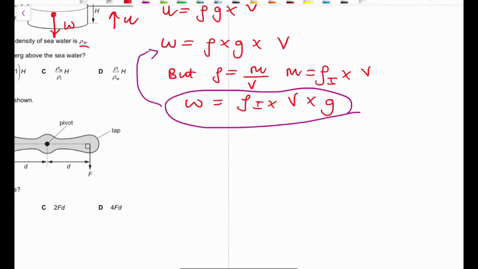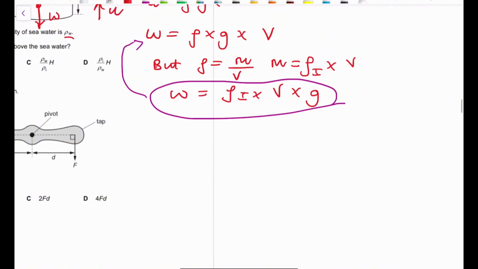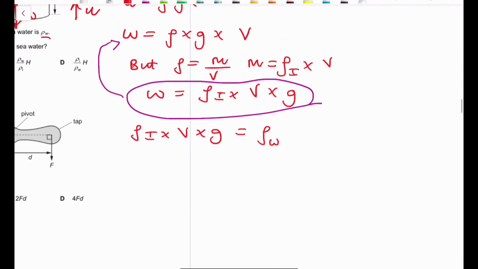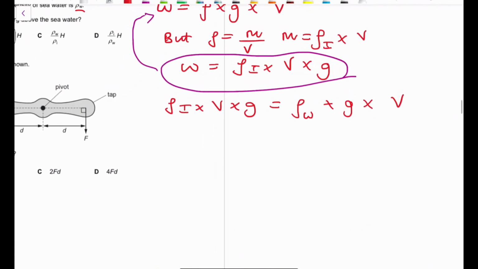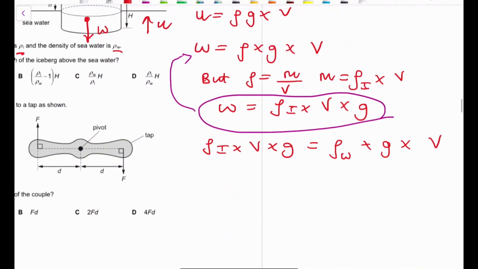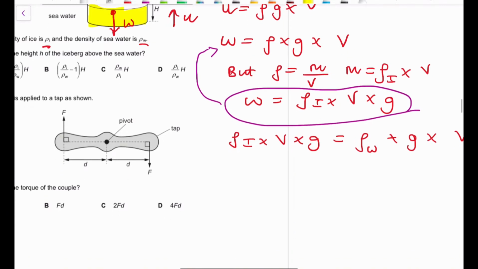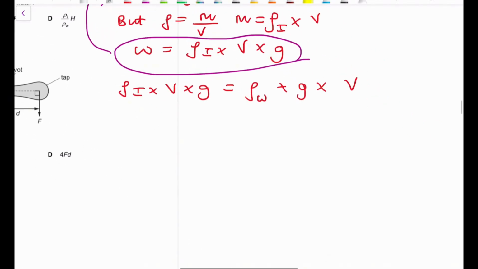So very important. That would mean that the density of ice times V times G is going to equal rho of the seawater times the value of G times the value of V. But this is not the same value of V, right? Because this is the volume of only this submerged part, which is very different from the volume of the whole thing.